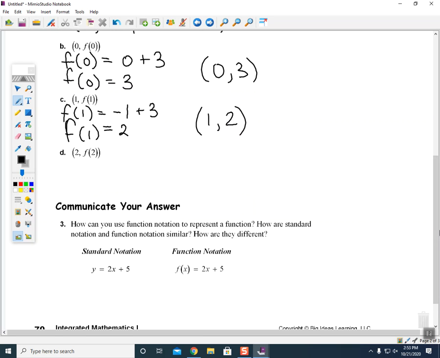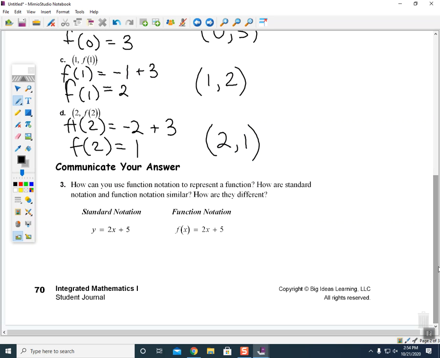Last one, I need to figure out f of 2. So I have f of 2 equals -2 plus 3. f of 2 equals 1. So then I have a point (2, 1). That's it. It's super straightforward. We're just plugging numbers in and seeing what we get out.